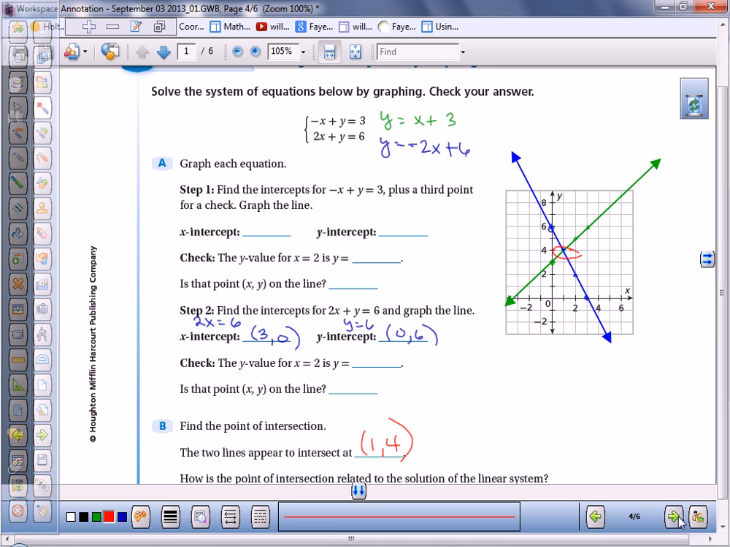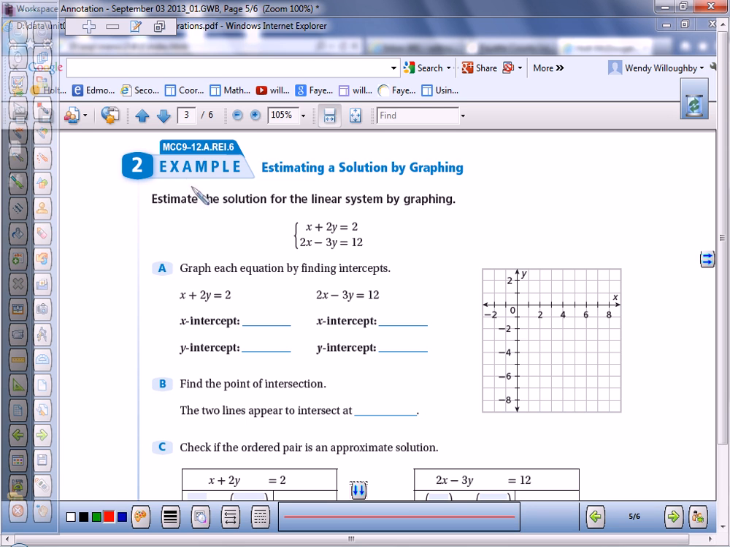Alright, let's flip over to the next page and look at example 2. They gave us 2 equations here. I want you to choose how you're going to graph these and graph both of these, and let's look at the intersection. Everybody go ahead and work this one.